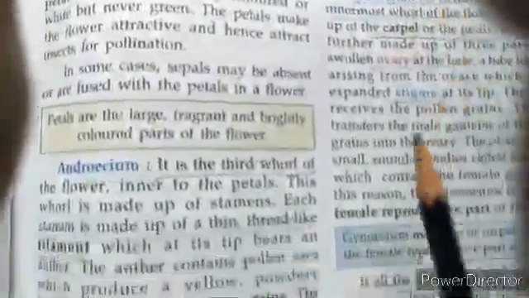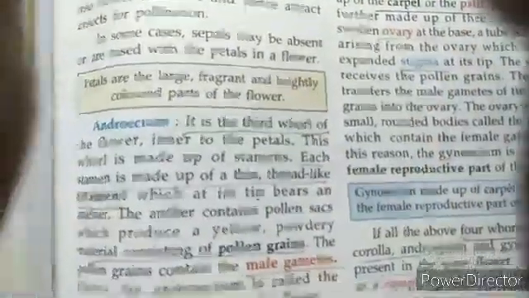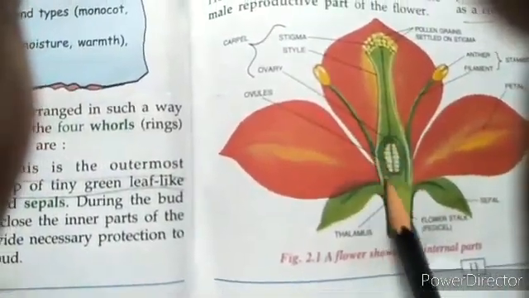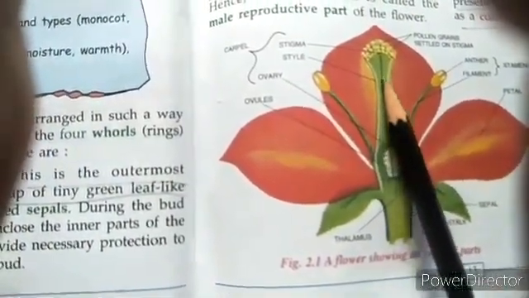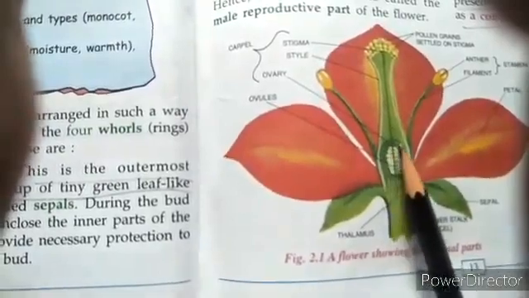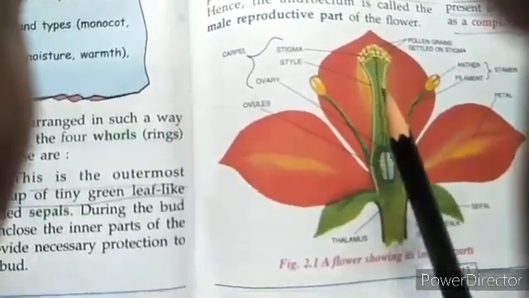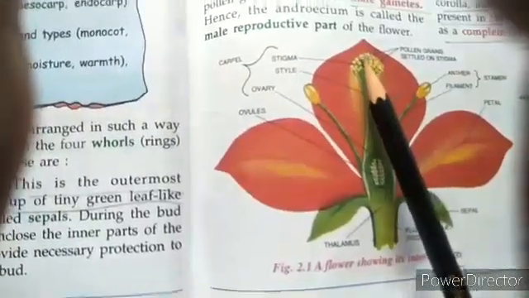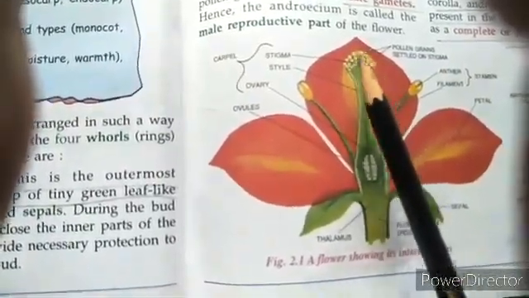Then we came to know about the gynoecium. Gynoecium is known as the female reproductive part. If we look into the diagram, we have understood that it has an ovary, then a long tube-like structure that joins the ovary, which we call the style, and at the end there is a stigma, which is a sticky surface right on top.